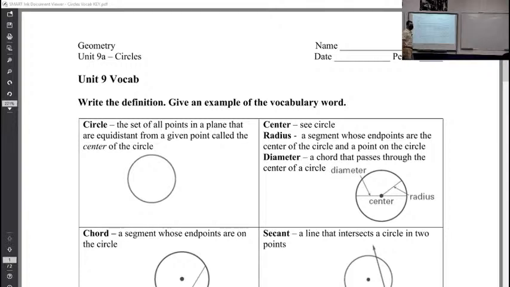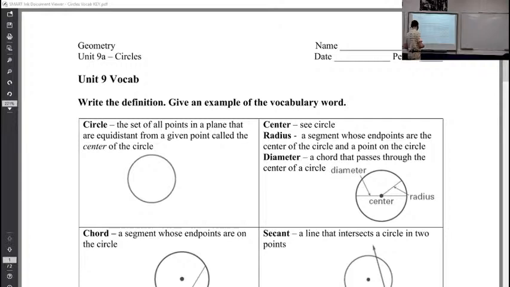Let's start talking about circles. And let's start by talking about what a circle is. A circle is the set of all points in a plane that are equidistant from a given point called the center of a circle. All right, let's break down that definition a little bit more here.